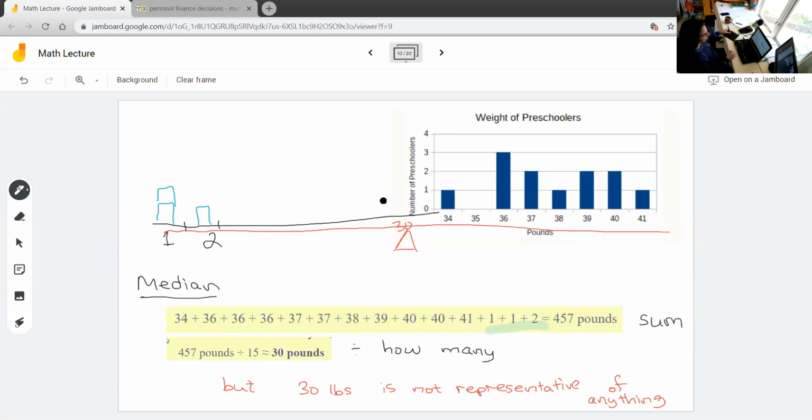So how did you get the divide by 15? Is that because we had how many things were in the room? 1, 2, 3, 4, 5, 6, 7, 8, 9, 10, 11, 12, 13, 14, 15. Okay, thank you.